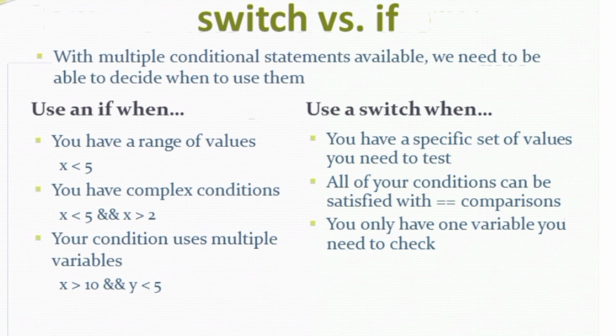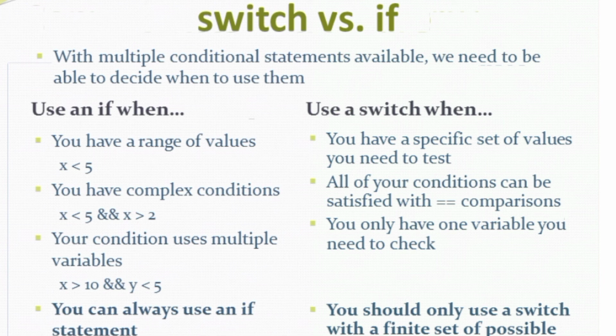So you can't set up a switch structure that's based off of multiple variables unless you perform some computation that results in a single value. Really, the rule of thumb is you can always use an if structure. So if you don't feel comfortable with the switch, you don't have to use the switch. You can always use the if. But you should only use the switch when you have a finite set of possible values that your variable can take on.